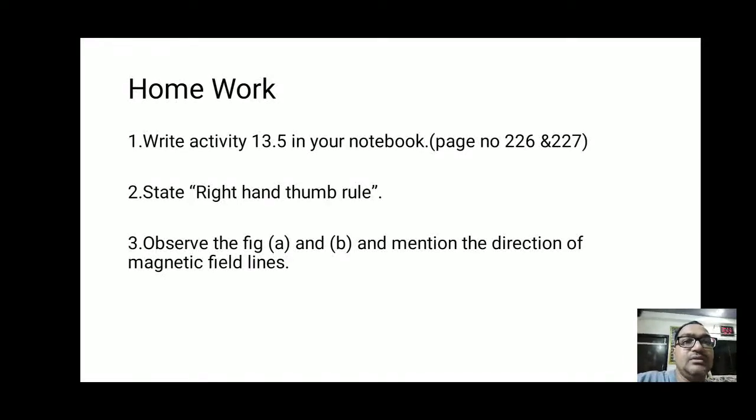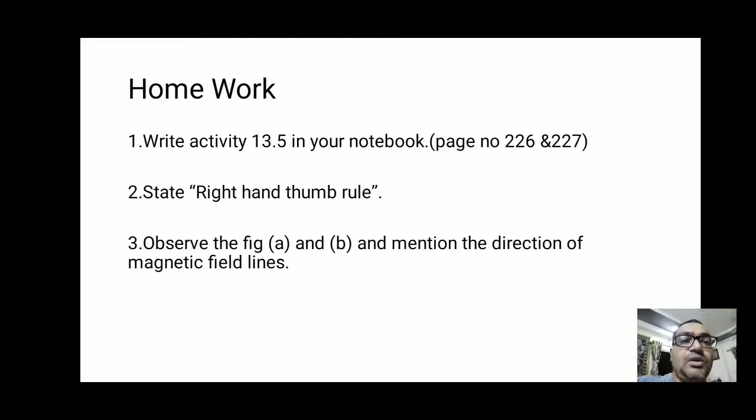Now I am giving you homework, which you have to write in your physics notebook. For question number 1, write activity 13.5 in your notebook. It is available on pages 226 and 227 in our class 10 science textbook. Second question, state the right hand thumb rule. Students, this question will come in the board exam for 1 mark.